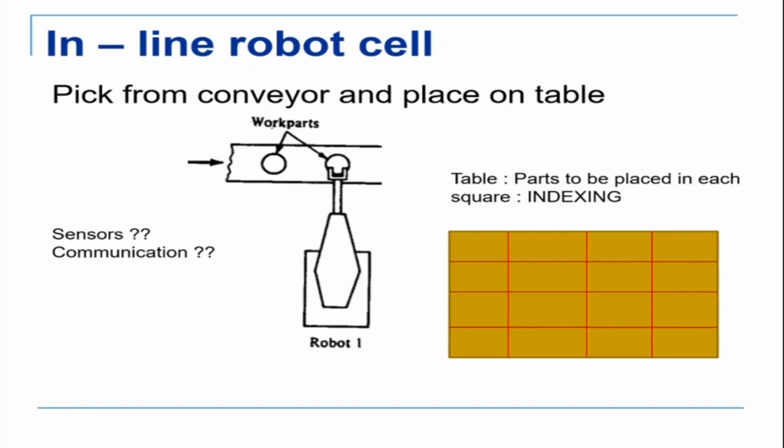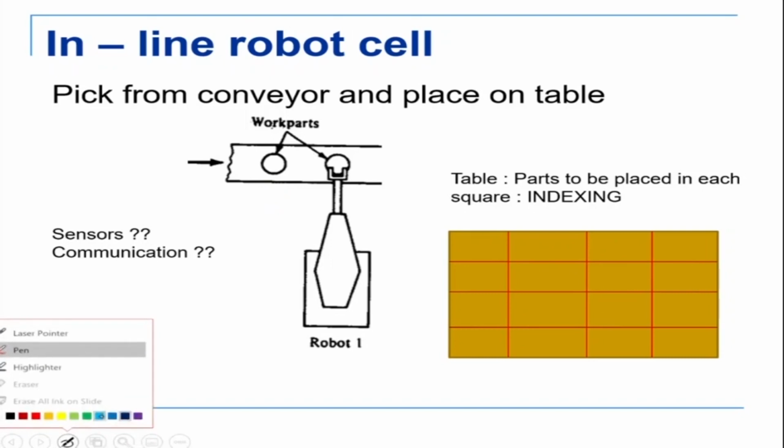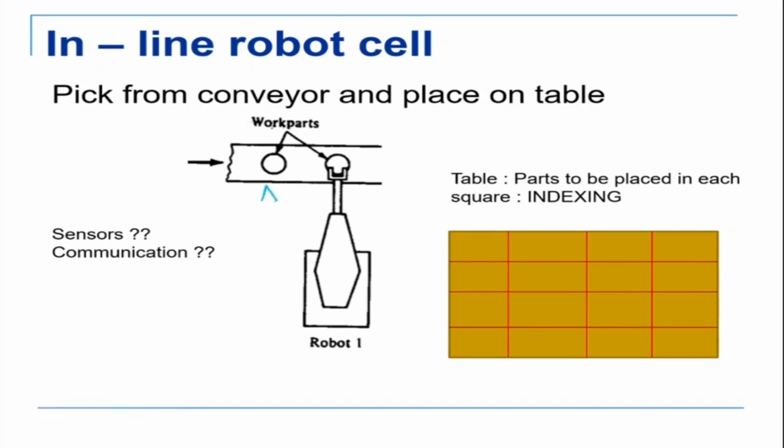Now let's look at this very simple example of a robot which is picking up a part from a conveyor and then placing it on this carousel in an indexing way. So the first thing is that when a part comes on the conveyor, it should be able to figure out that a part has come. So there has to be some sensor there, right? So there would be a sensor here which is going to figure out that a part has come.